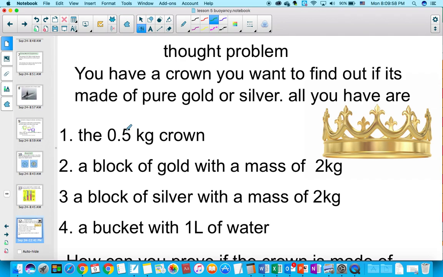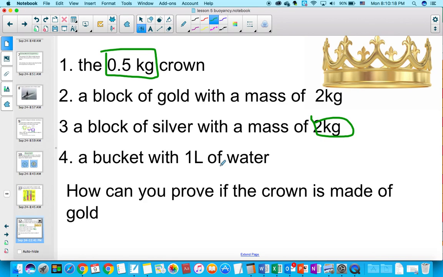So, thought problem. You have a crown. You want to find out if it's made out of pure gold or pure silver. All you have are a 0.5 kilogram crown, a block of gold with a mass of 2 kilograms, and a block of silver with a mass of 2 kilograms as well. You also have a bucket with 1 liter of water. How can you prove if the crown is made out of just gold?